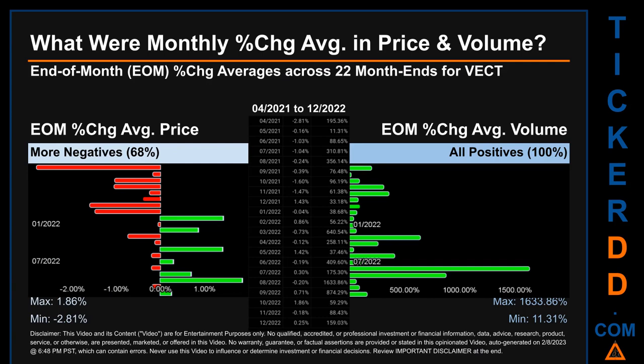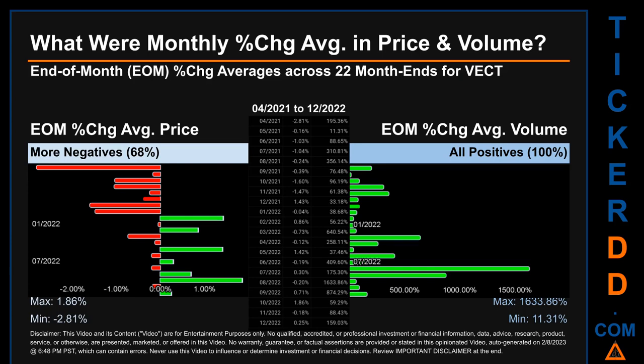What were end-of-month percentage change averages in price and volume for VECT? The monthly average of percentage change in price and in volume were calculated for each of the 22 month ends. That calculation took daily percentage changes and averaged them for each given month. If a month end came out negative, then it means that the month summarily saw a negative change.